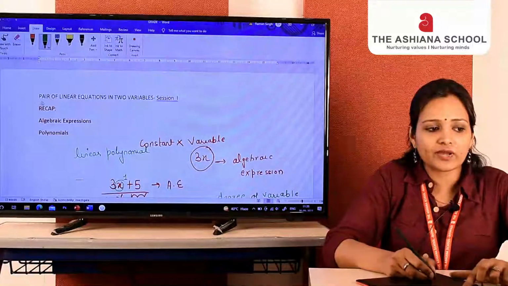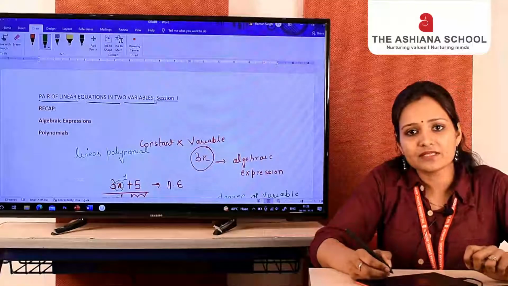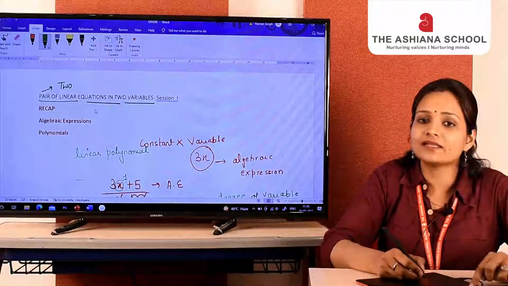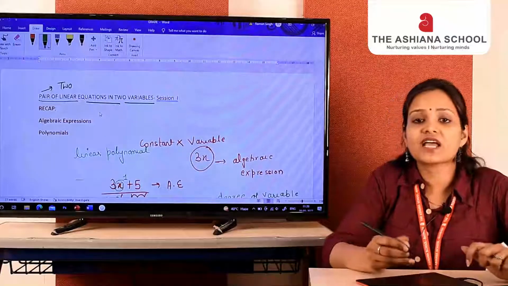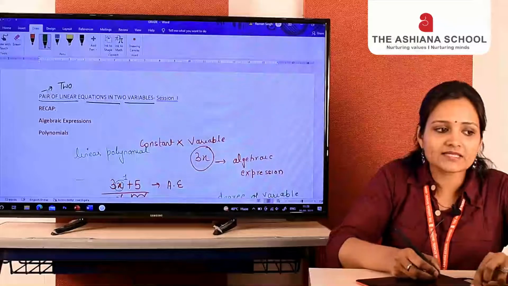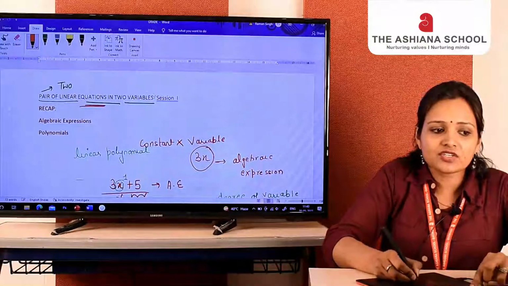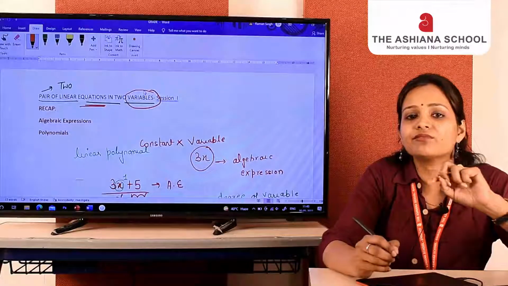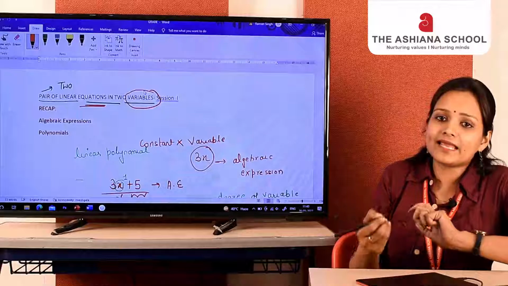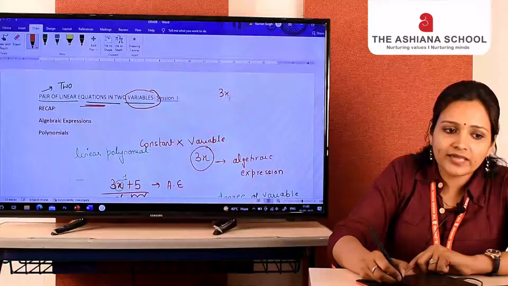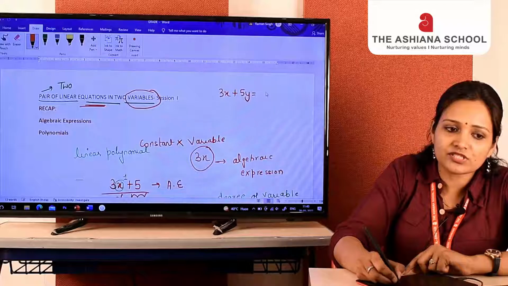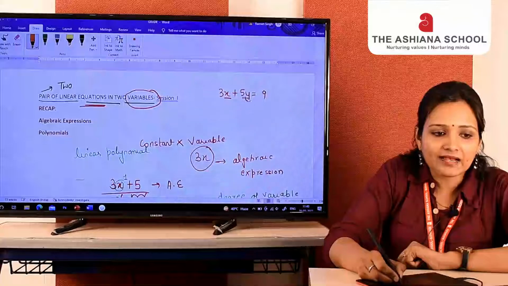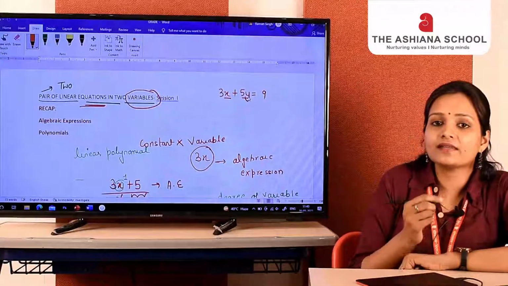Pair of linear equations in two variables. Pair stands for 2. We have just now seen what are linear equations. Equations which have a degree 1 are called linear equations. Then two variables. The examples that we have just now seen carried one variable x only. But if any linear equation, say 3x plus 5y is equal to 9, in this linear equation, we have two variables x and y, and hence it is termed as a linear equation in two variables.